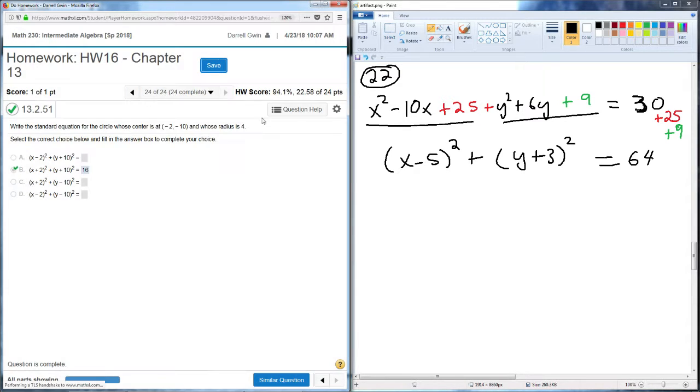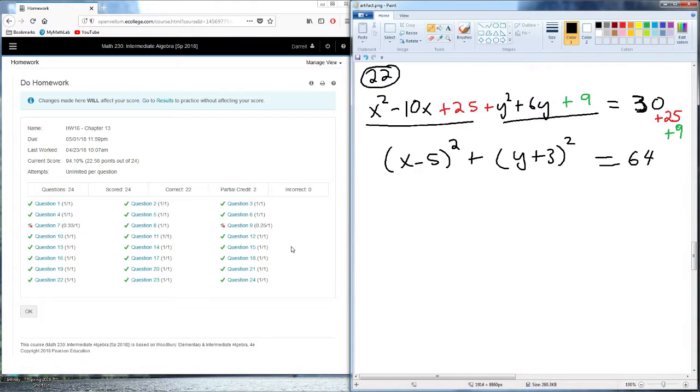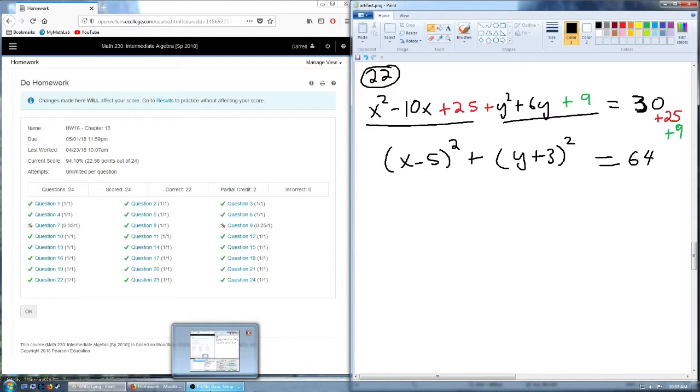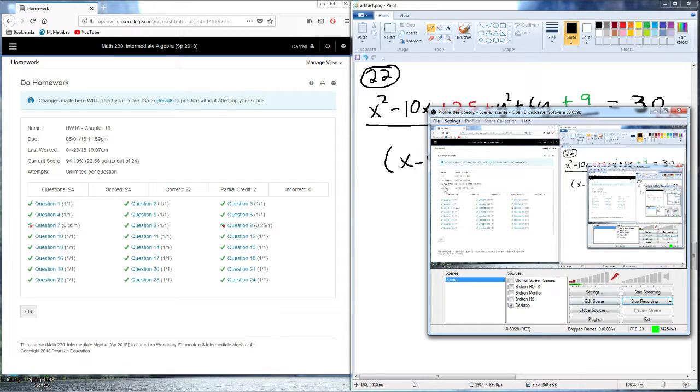Don't forget to save your work after you're done, because you may not get it saved if you don't. I skipped some problems. That's why it's red. And I hope that's good enough to get you guys started.